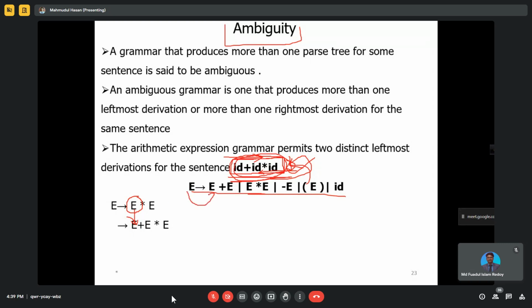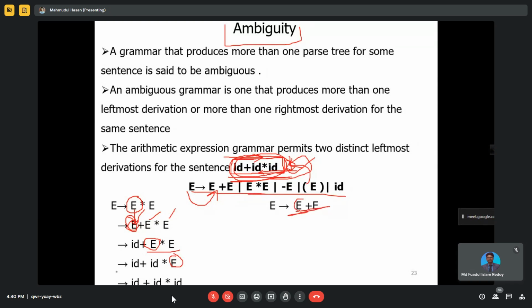Now the production rule is E plus E. How many non-terminals are there? 1, 2, 3. So you need to choose the left one, that is this E, and that E becomes id. Then how many? 2, E into E. So this is the leftmost, and you need to choose this one. Then only one remains, so you just change this one. Okay, there is another leftmost derivation, E into E plus E.